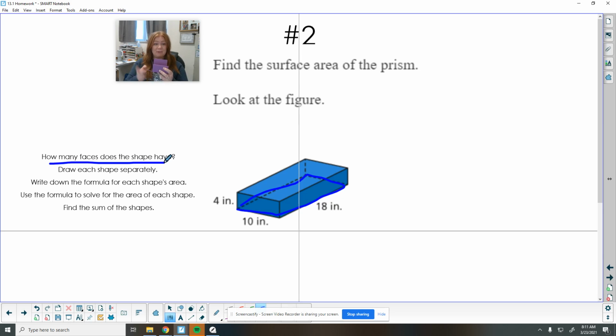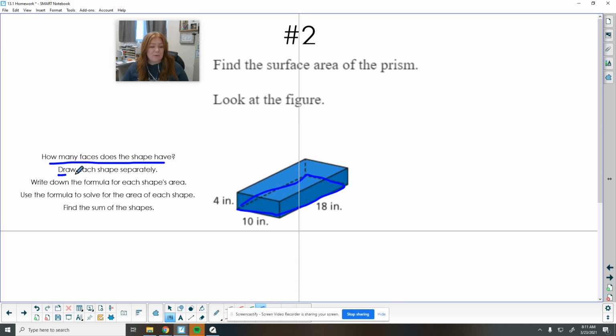So it's got the top and the bottom that are the same, the bases that are the same. It has 2 sides that are the same, and it has a front and a back that are the same. So 1, 2, 3, 4, 5, 6 faces.